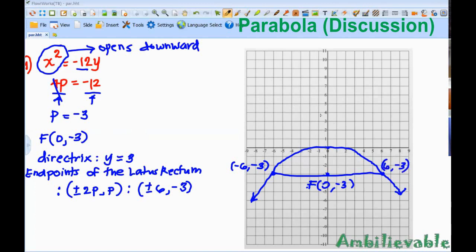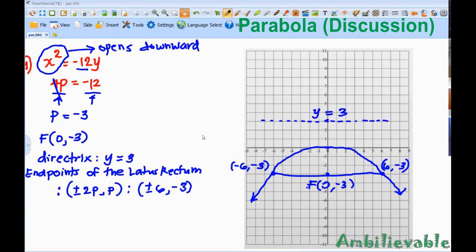And our directrix is at 3. So we have this. So y is equal to positive 3.